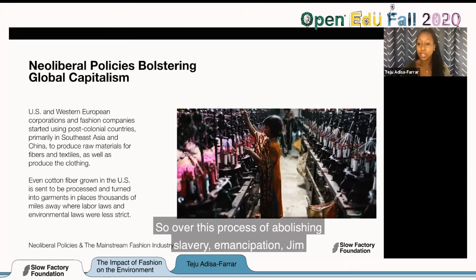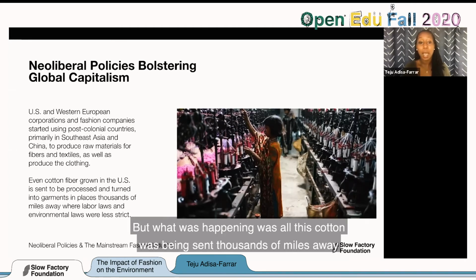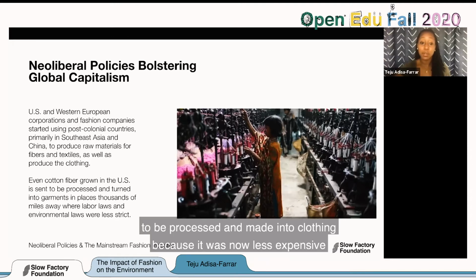So over this process of abolishing slavery, emancipation, Jim Crow, the US was still one of the main producers of cotton. In fact, behind India, it was still producing the most cotton, but what was happening was all this cotton was being sent thousands of miles away to be processed and made into clothing because it was now less expensive than having it processed in the US because of these neoliberal policies.